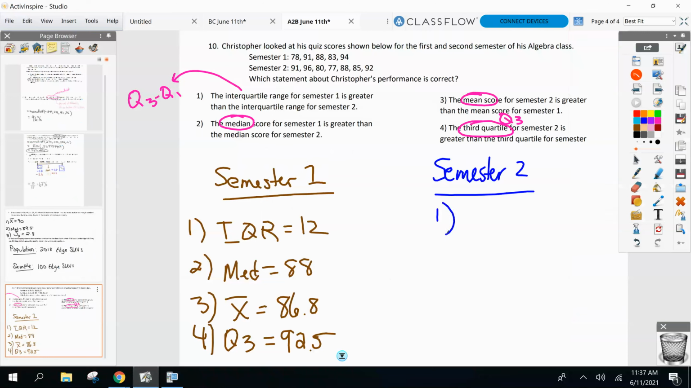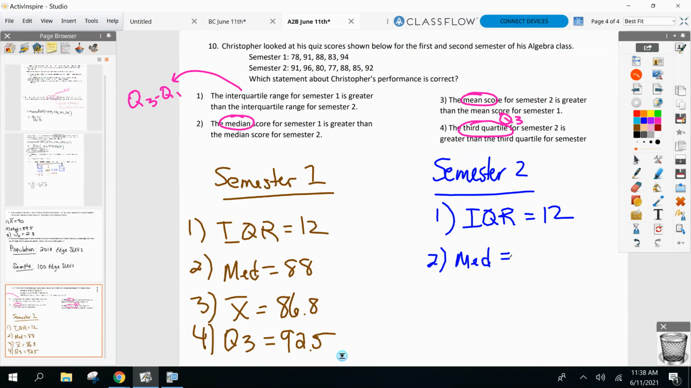All right, Dan, here you go. Interquartile range. So subtract Q3 and Q1. Let me know what you get. 12. So it's not choice 1 because they said semester 1 was greater than 2 and they're equal. So it can't be choice 1. All right, let's go to median, Dan.